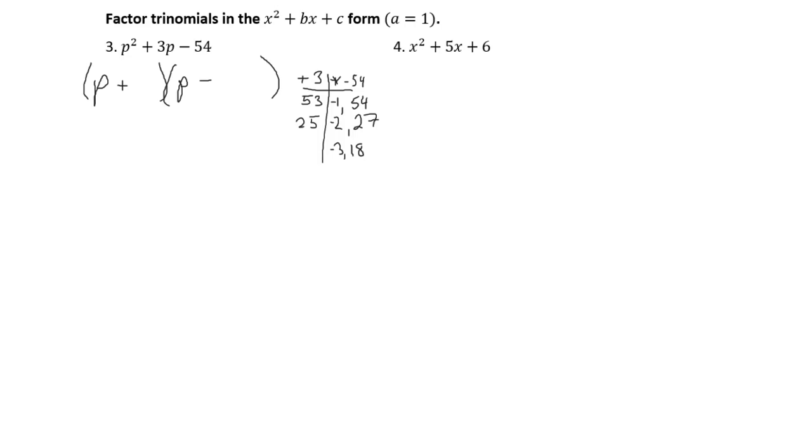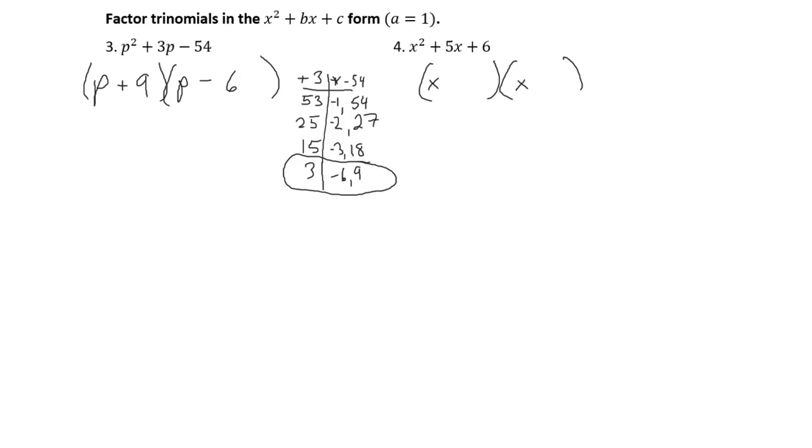That would give you 15. Negative 6 and 9, and that gives us 3. So that's the one that we want. So a positive 9 and a negative 6. Okay.